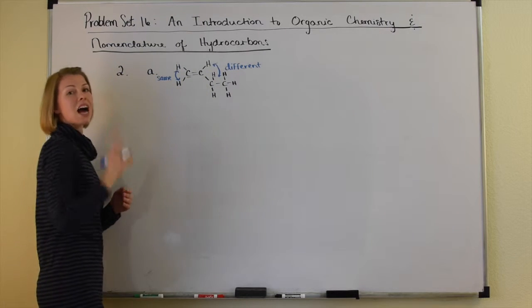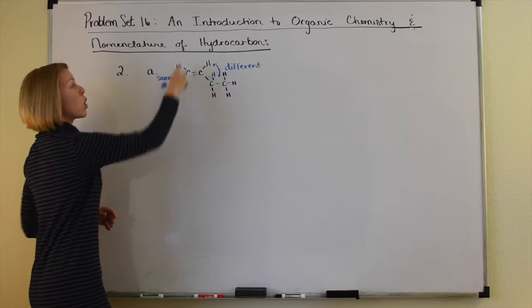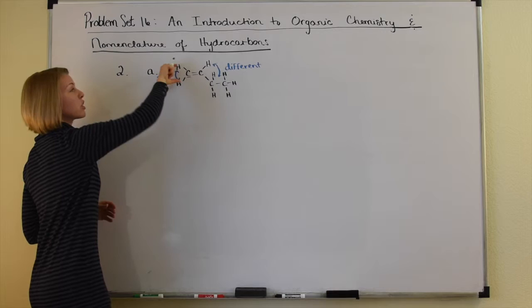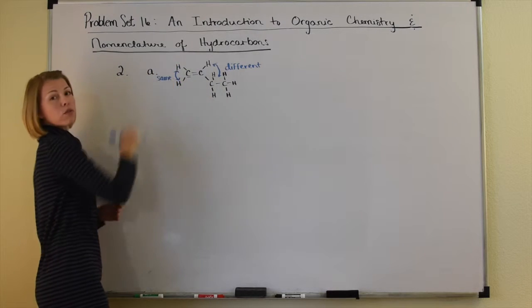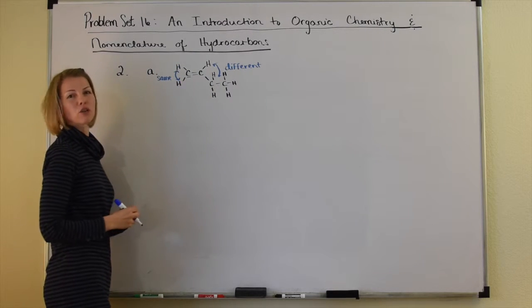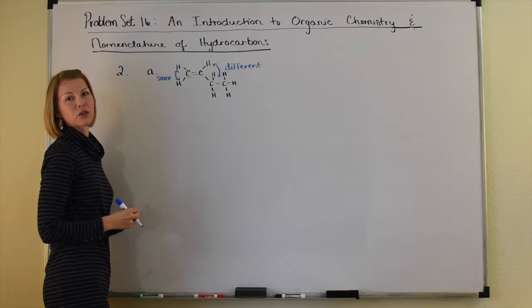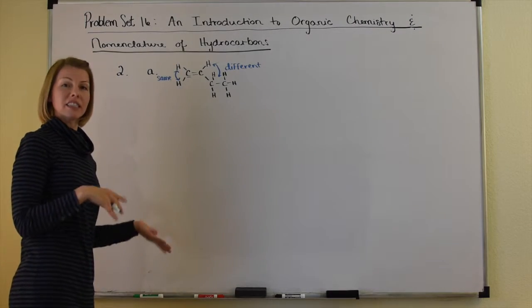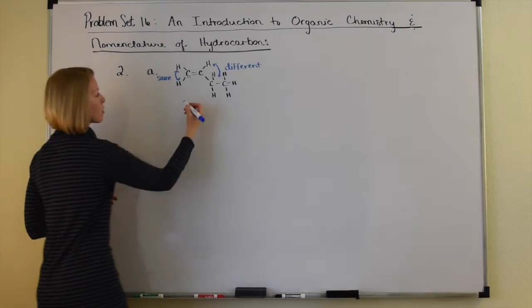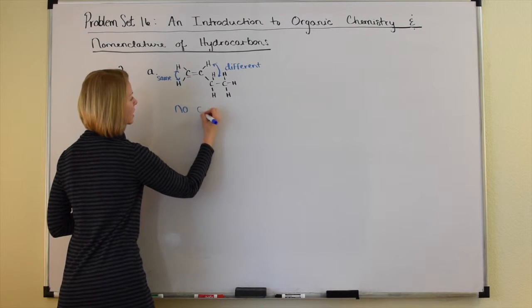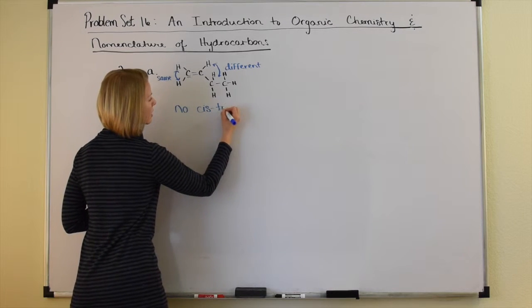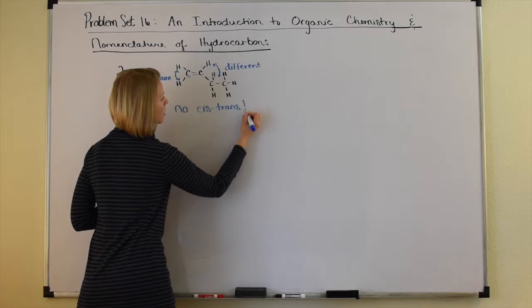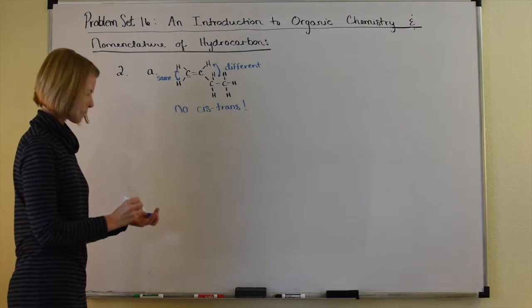If one side is the same, then again, you can break that double bond, change their position, reform the double bond, and it won't change what the molecule is. The molecule does not have a cis-trans version. So I'm going to write here, no cis-trans. Not for 1-butene.